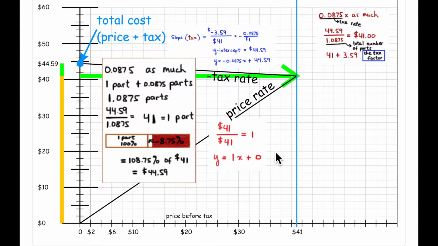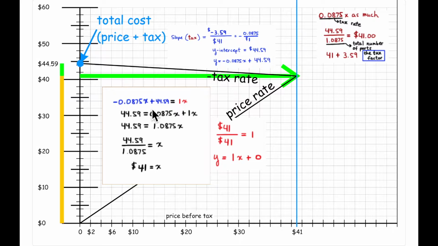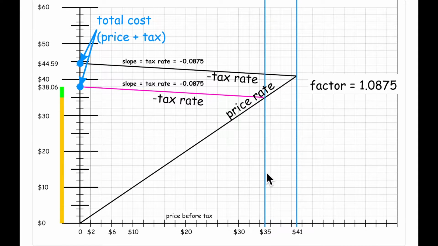We got that from solving the system of equations, and as you work through that algebra, you end up with this equation right here. The total cost is equal to that factor times the price. So now you can just take that equation and draw a graph. $35 times this factor is equal to a total cost of $38.06. $41 times that factor is equal to a total cost of $44.59.